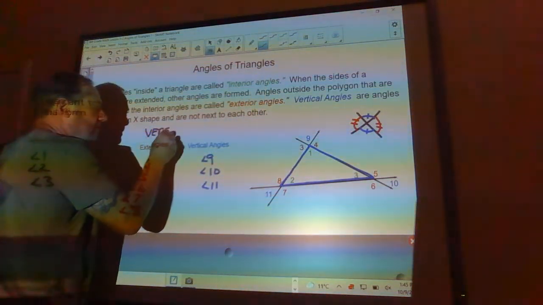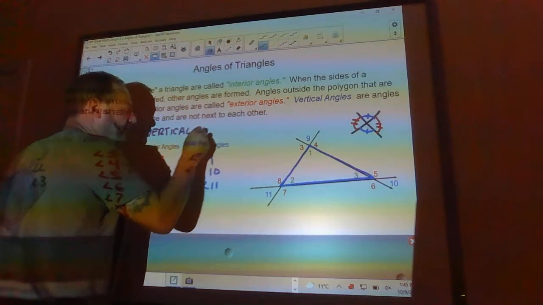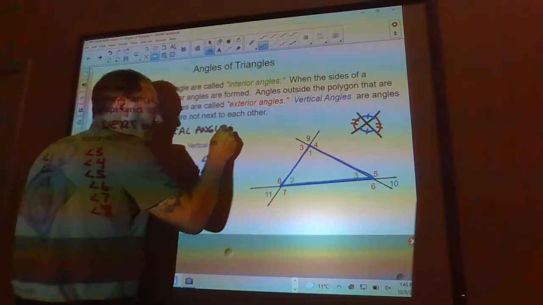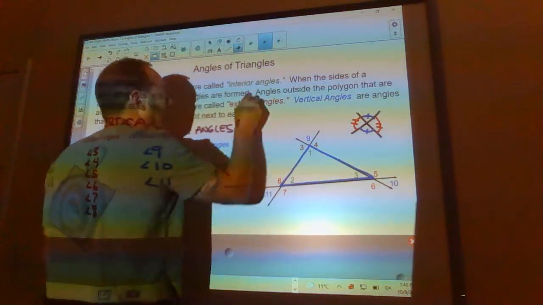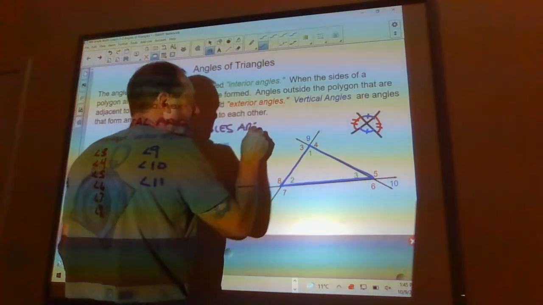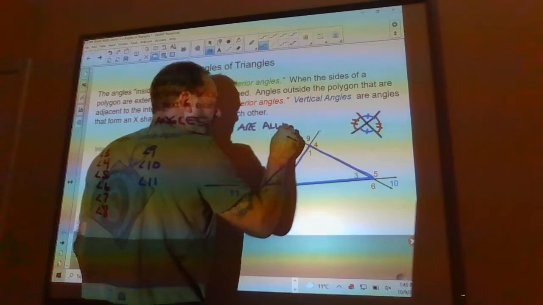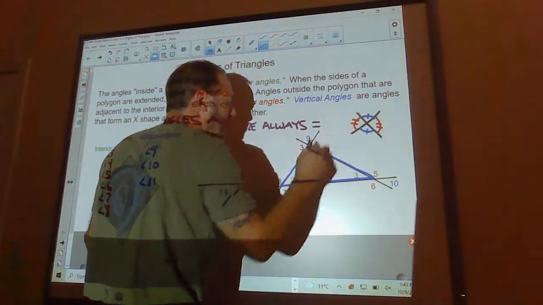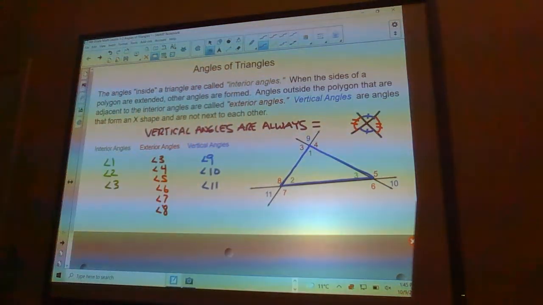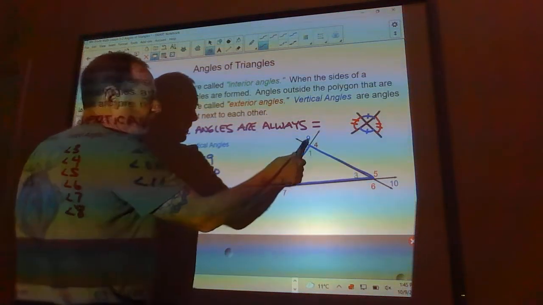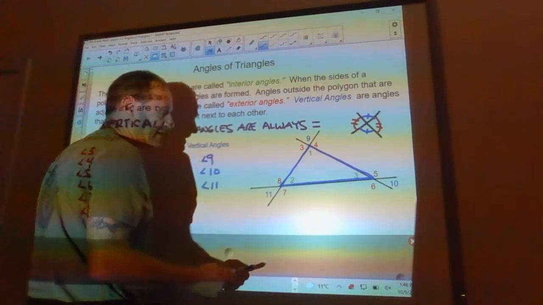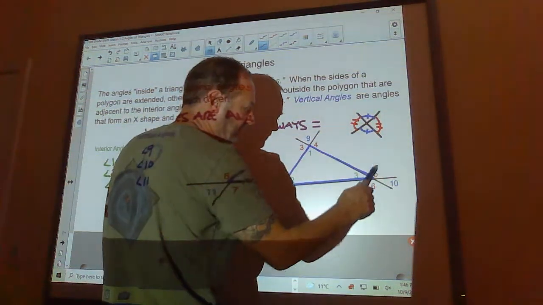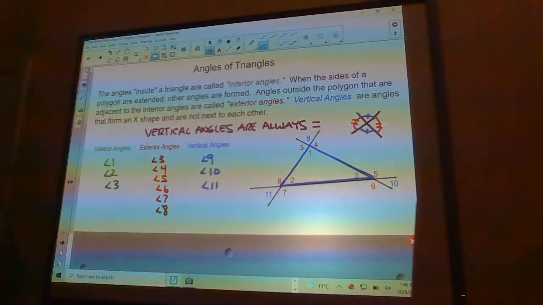Vertical angles are always equal. Always. Vertical angles are always equal. So I know that angle 1 and angle 9 are equal. I know 3 and 4 are equal. I know 2 and 11 are equal. I know 7 and 8 are equal. 3 and 10 are equal, and 5 and 6 are equal. Okay?